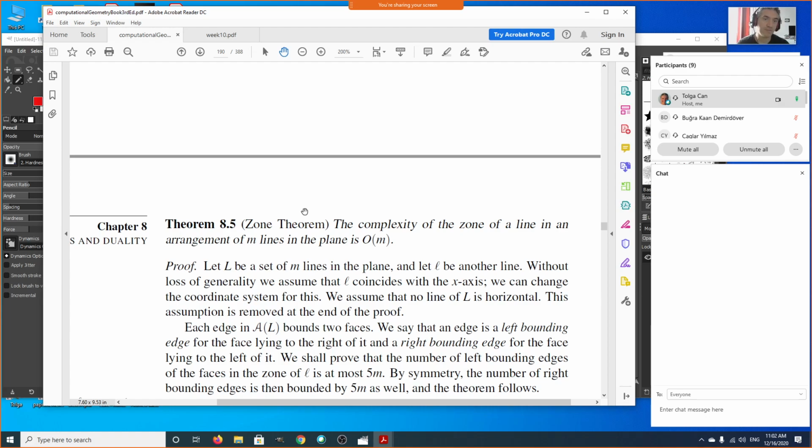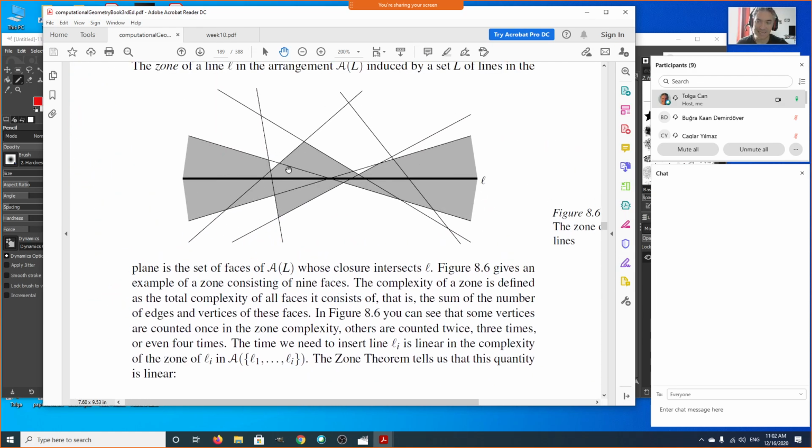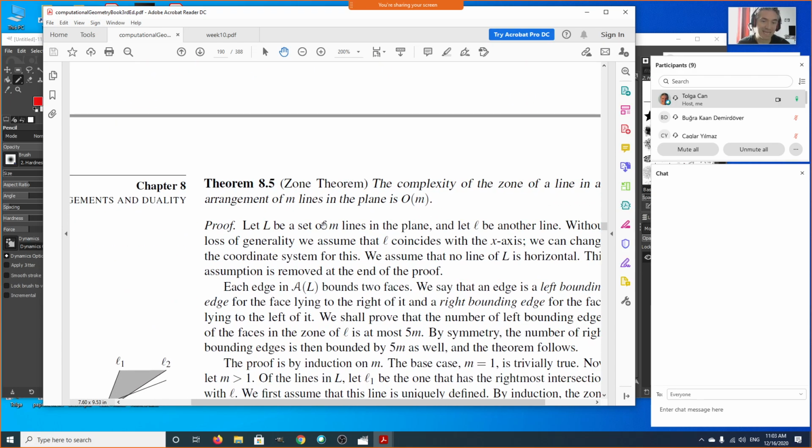And since you do this for every one of those lines, and you have n lines in total, the zone theorem is used to show that the computational complexity of constructing the final arrangement is O(n squared). All right, so this is what the zone theorem is about, to tell us that a line cannot intersect a quadratic number of faces. It cannot. The area that it affects is linear, and the proof of this is by induction.